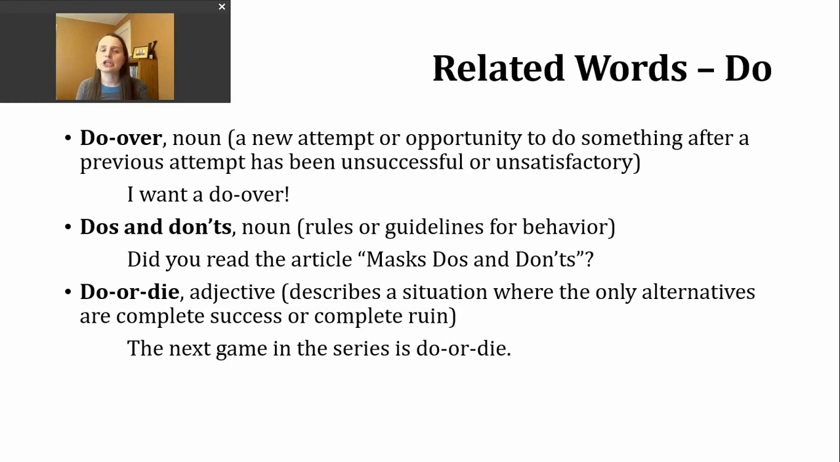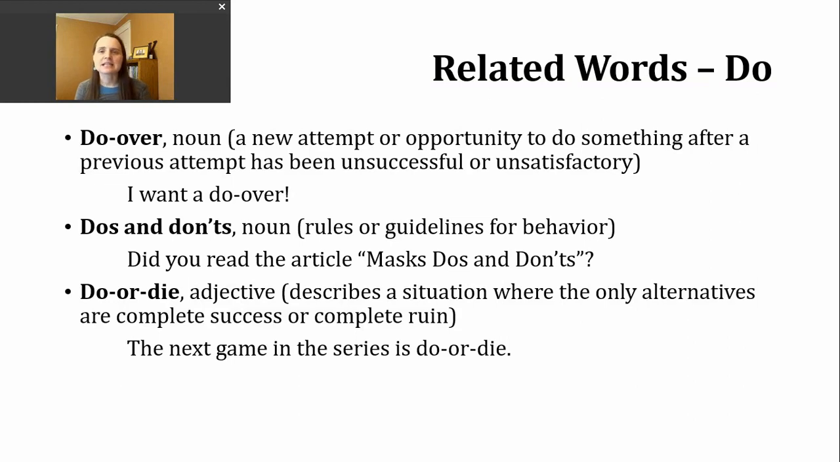The last thing we're going to look at today is the adjective do-or-die. And again, we've got hyphens here, and that's helping us understand that it's being used as an adjective. This is describing a situation where we really have two alternatives or two choices. One is success, and the other is complete failure or ruin. I tend to hear this adjective used a great deal in sports.